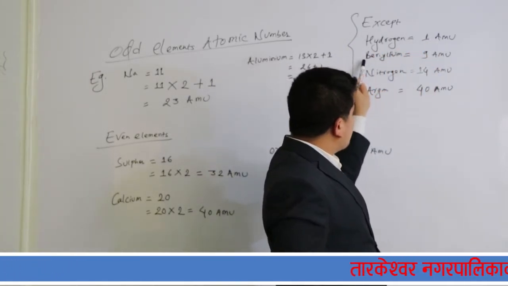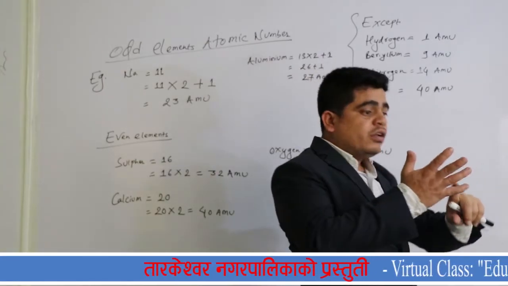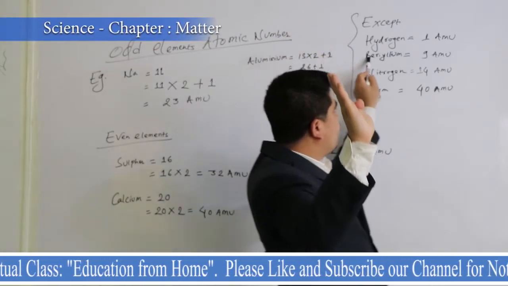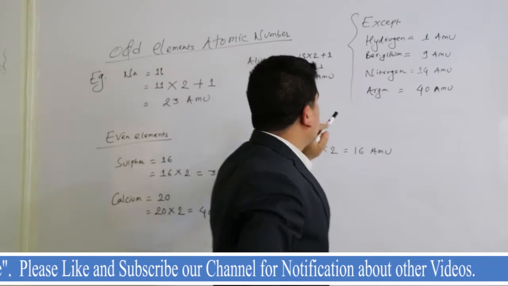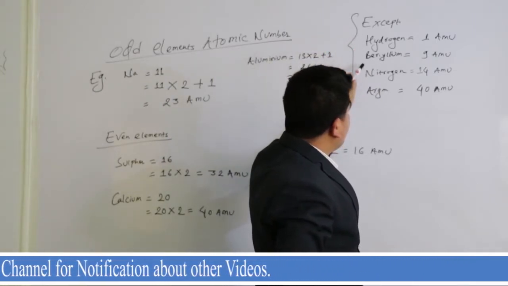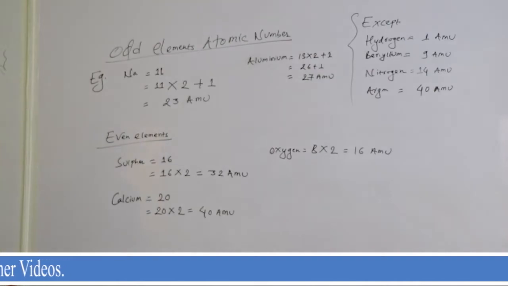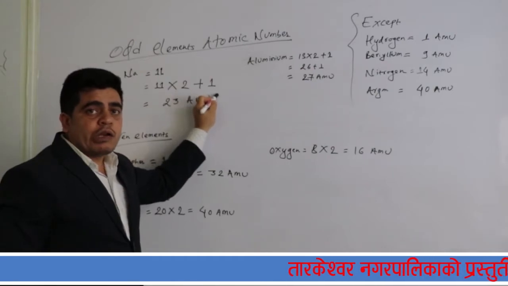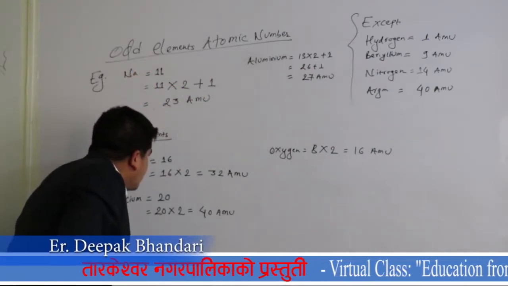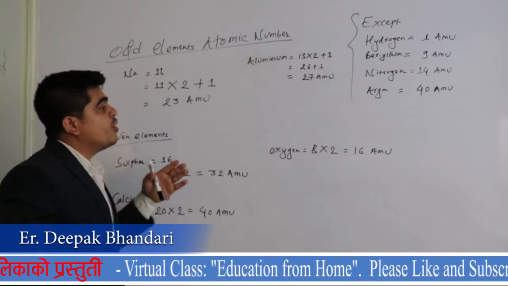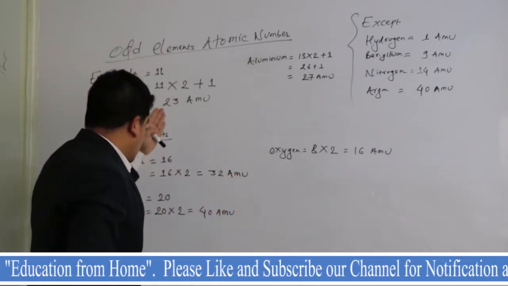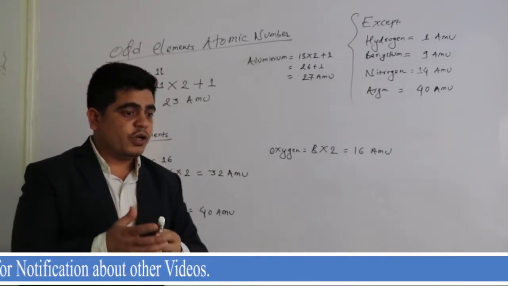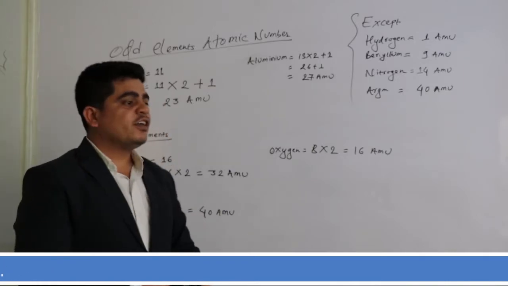बेरिलियम को केसमा खास हुनु पर्ने थियो, हाइड्रोजन, helium, lithium, beryllium, 4 into 2 equals to 8 हुनु पर्ने, तर यसको के छ 9 AMU छ. So you have to take the concept: hydrogen, beryllium, nitrogen र argon को केस बाहेक odd number को लागि multiplied with 2 plus 1 गर्नुस् र even number को लागि only multiplied with 2 गर्नुस् and you could be able to get the concept of atomic weight. So this is my concept, you can use this concept and it will make you very easy to calculate the numerical questions.